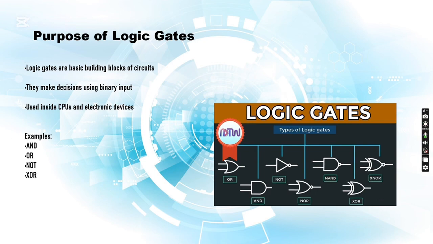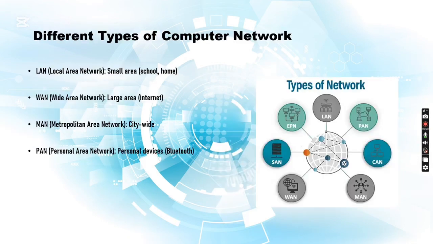Purpose of logic gates. Logic gates are basic building blocks of circuits. They make decisions using binary input. Used inside CPUs and electronic devices. Examples: AND gate, OR gate, NOT gate, XOR gate and NAND gate. You can see the images here also.